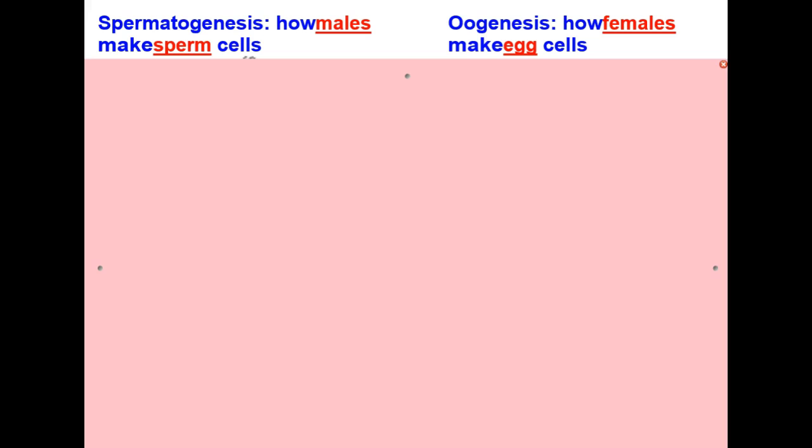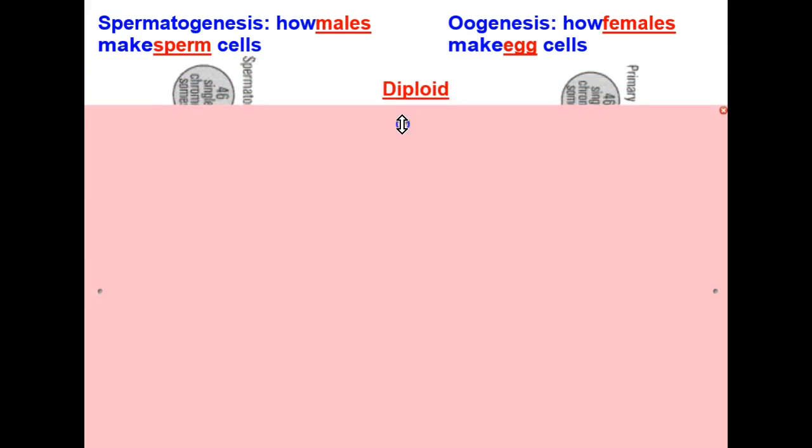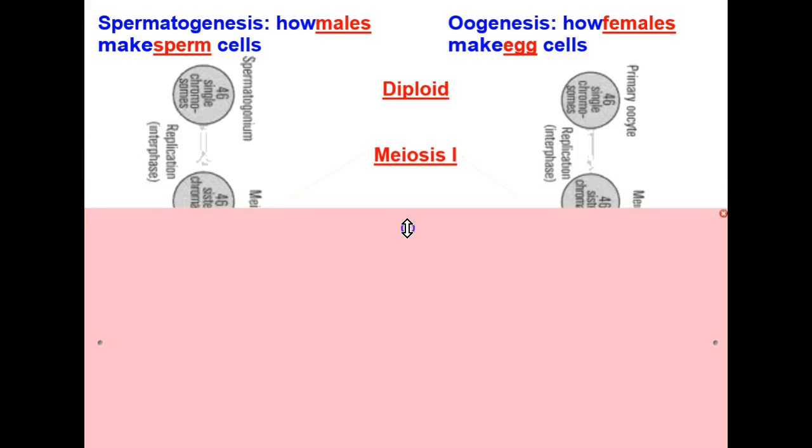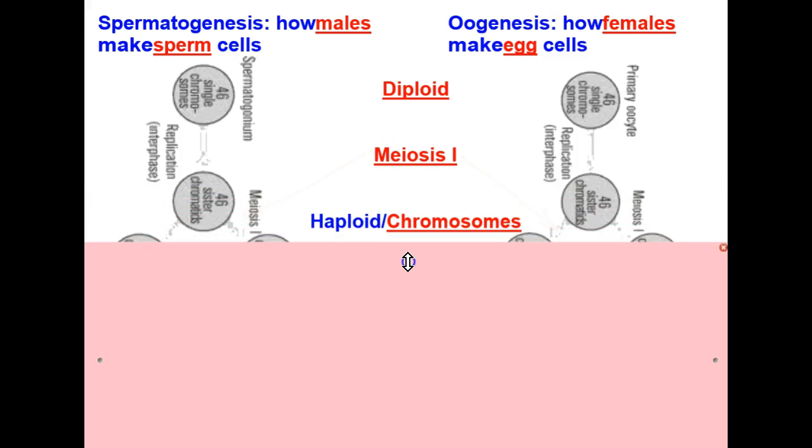Now, the result, however, is different depending on if you're a male or a female. In males, this process is called spermatogenesis. This is how males make sperm cells. And in females, this is called oogenesis, how females make egg cells. Now, the process is very similar. You start out with a diploid cell that undergoes meiosis I. You end up with haploid chromosomes.